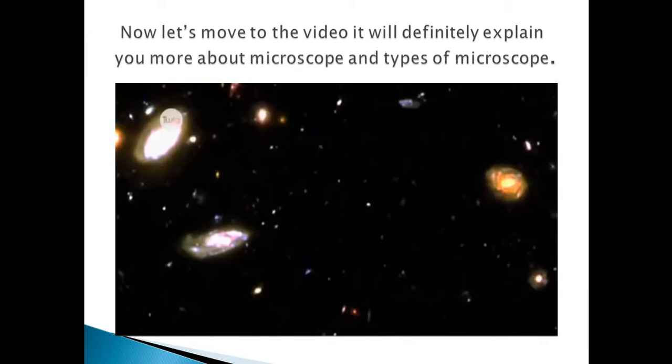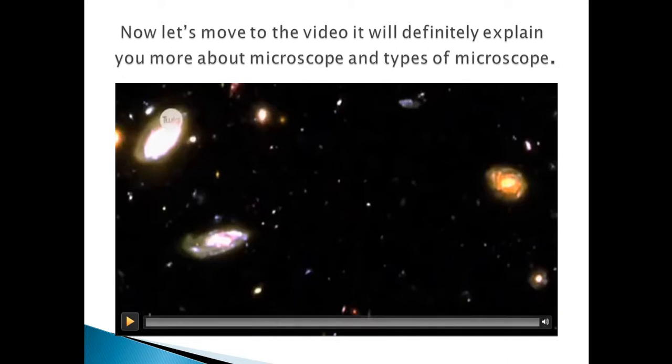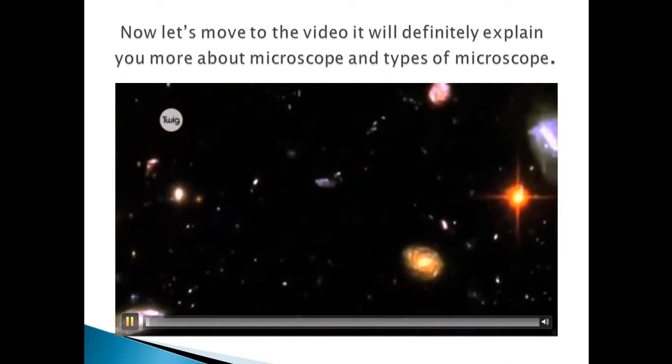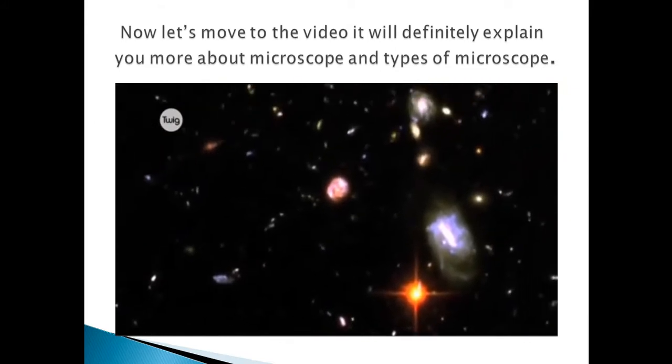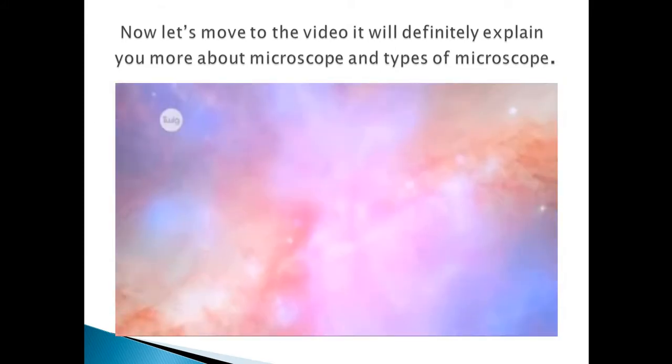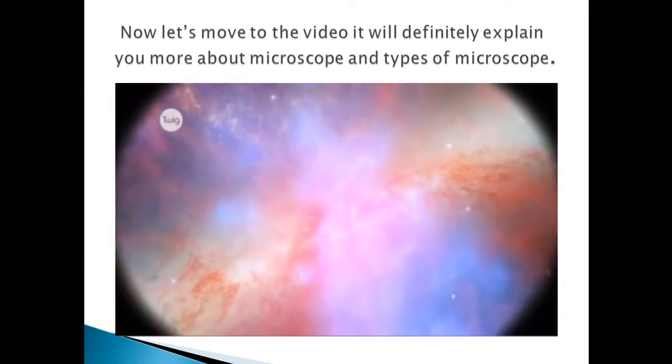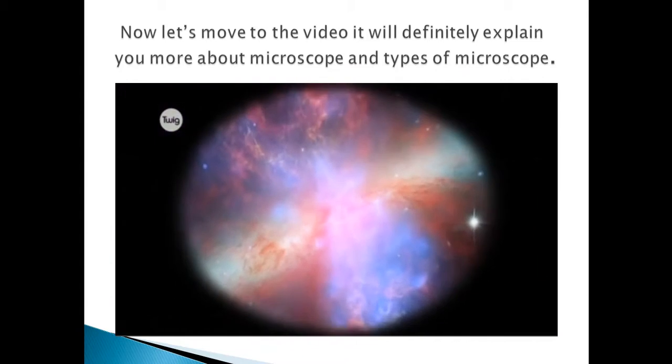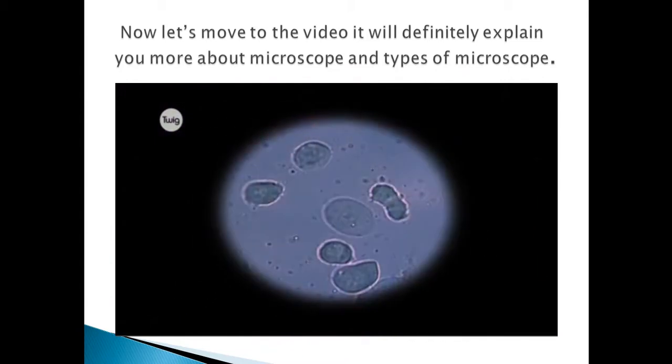Now let's move to the video. It will definitely explain more about the microscope and types of microscope. While the telescope has made it possible for us to view the cosmos, the microscope has allowed us to see the smallest components of all living things.